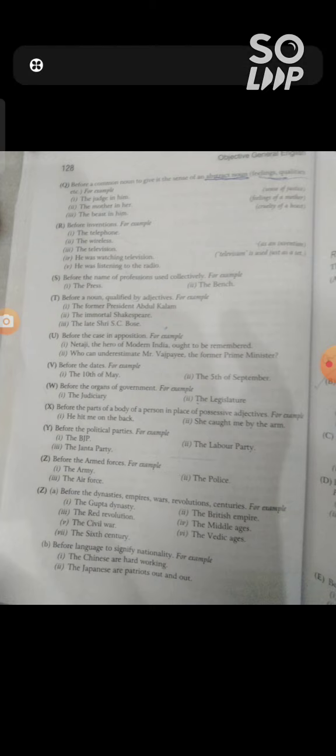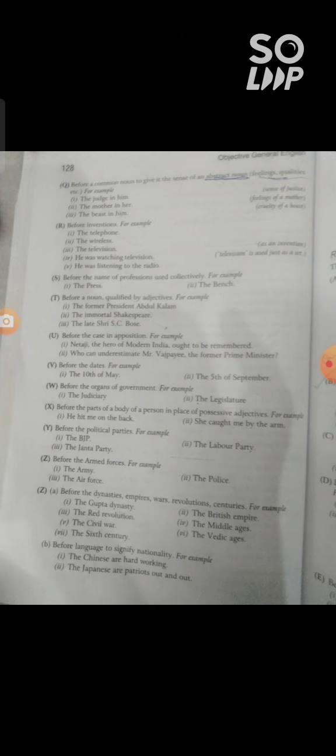And next, the article "the" is used before the armed forces: the army, the air force, the police. Before dynasties, empires, wars, revolutions, and centuries: the Gupta dynasty, the Mauryan dynasty, the Vedic age, the 16th century, the 6th century, the British Empire. Before empires and dynasties, wars, revolutions and centuries, the article is used.